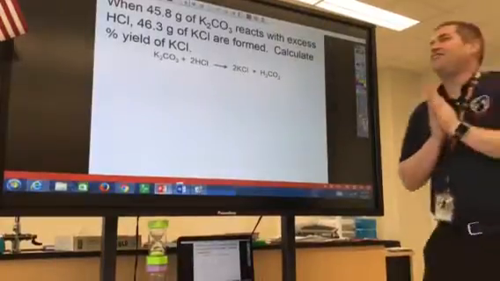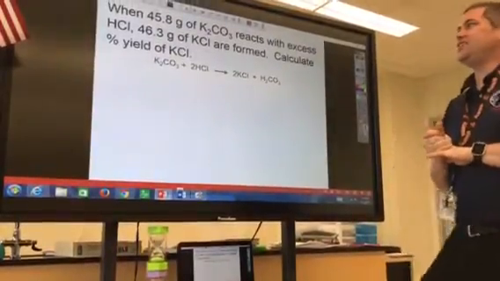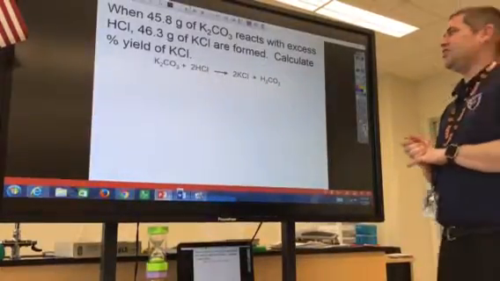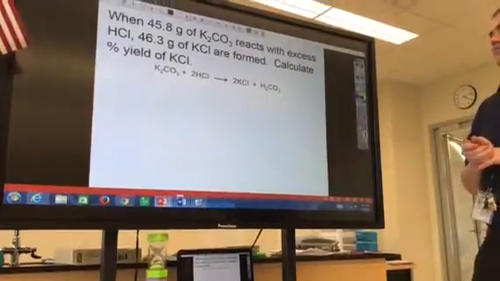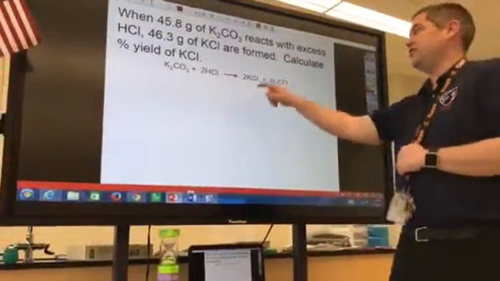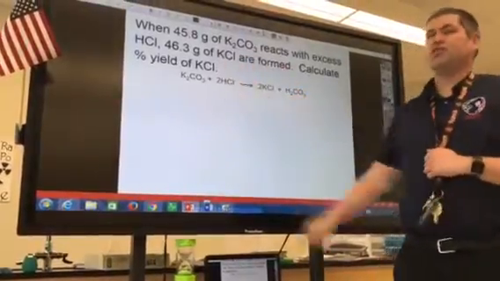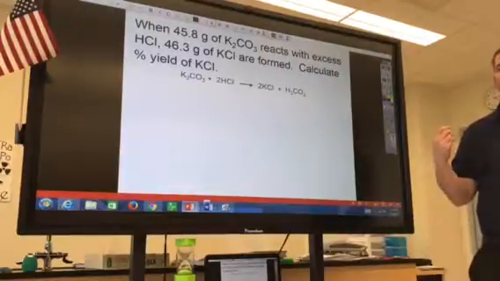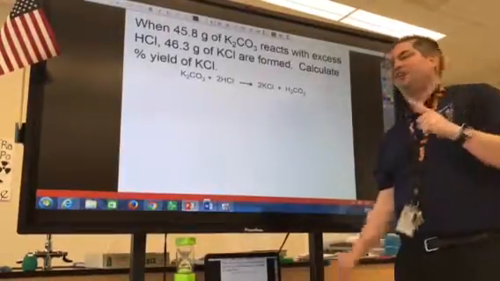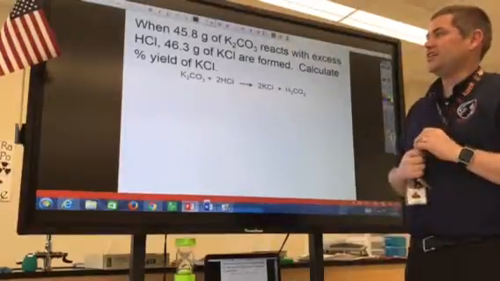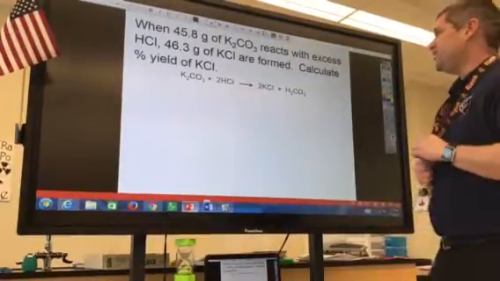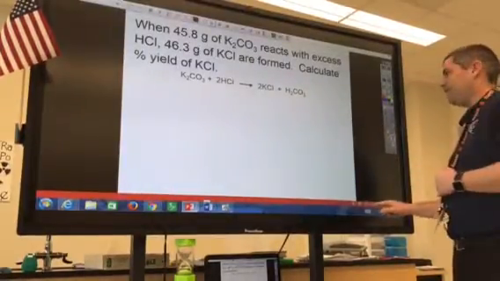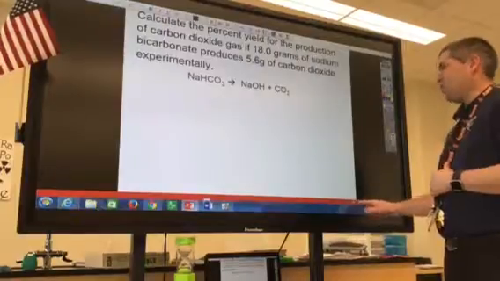So, when 45.8 grams of K2CO3 reacts with excess HCl, 46.3 grams of KCl are formed. Calculate percent yield. Remember, you always have to first do your balanced chemical equation. Go in and write this balanced chemical equation for your answer to turn in. This is number 1. Write this equation: K2CO3 plus 2HCl yields 2KCl plus H2CO3.